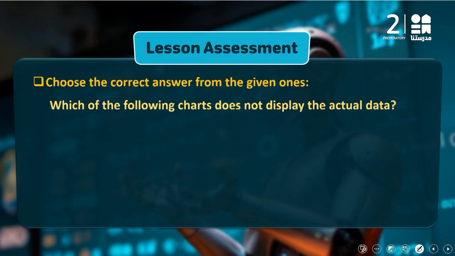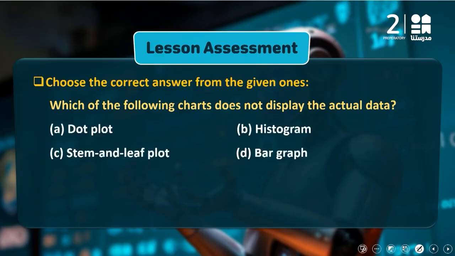Look at this example. Which of the following charts doesn't display the actual data? We have dot plot, histogram, stem and leaf plot, and bar graph. The bar graph, dot plot and stem and leaf plot all represent the actual values of the data. So the chart that doesn't display the actual data is the histogram.